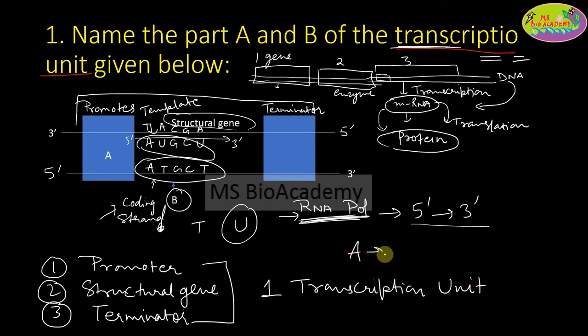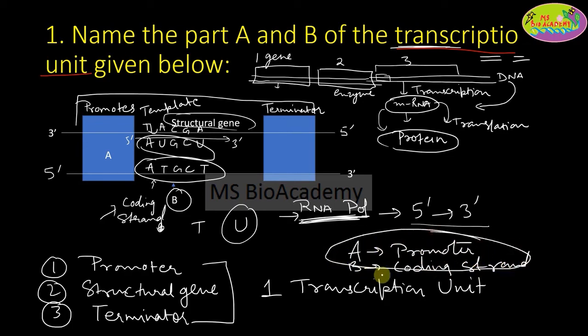So A is your promoter in this question and B is your coding strand, right? So that is how you are going to answer this. You can write directly that A is the promoter and B the coding strand. But if you don't know all these concepts, you will not be able to solve these kinds of questions, right?